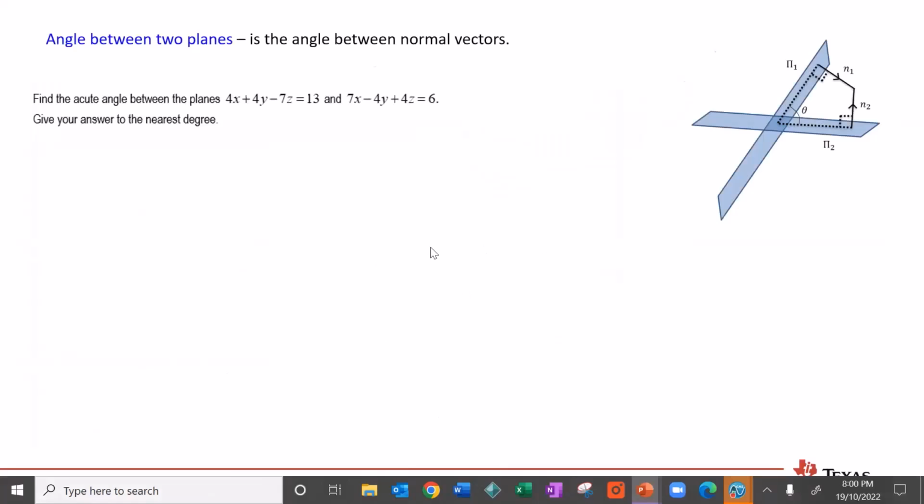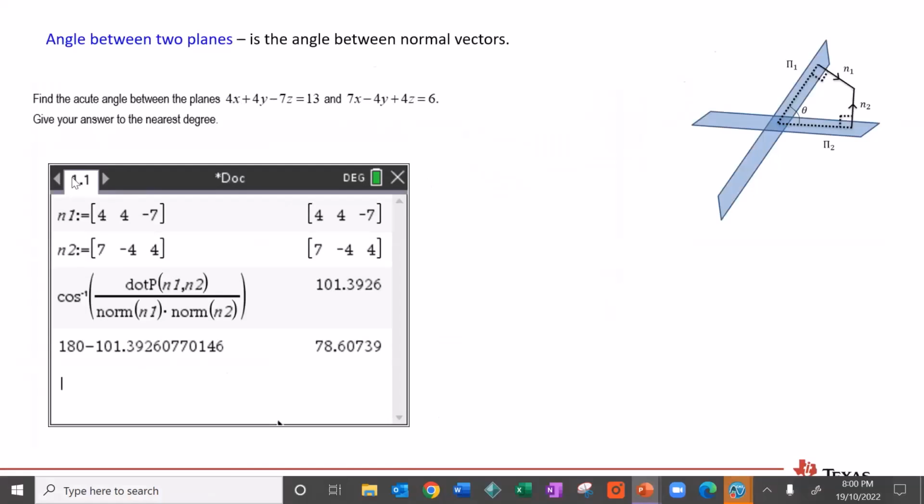The angle between two planes is pretty straightforward, which is just the angle between normal vectors. So 4, 4, minus 7, and 7, minus 4, and 4. We define those two vectors. We find cos minus 1 using the dot product and norms. And if we want the acute angle and using the normal vectors gives us the obtuse angle, we go 180 minus. So these are a few applications of lines and planes in 3 dimensions.